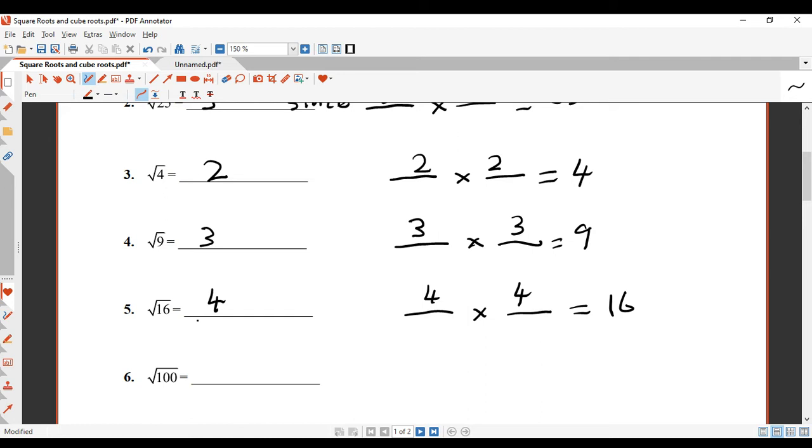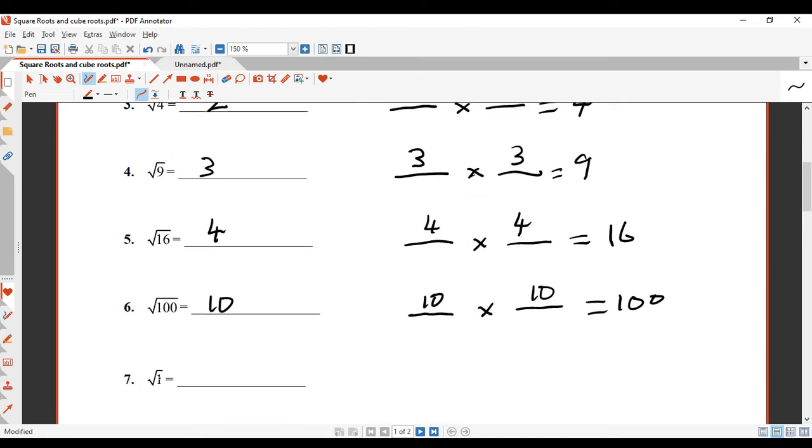Now, for the last one, the square root of 100. Well, that means find the number which when multiplied by itself gives you 100. Well, 10 times 10 is equal to 100, so the square root of 100 is equal to 10. So 10 is the number which when multiplied by itself gives you 100. So that's what the square root means. Okay?